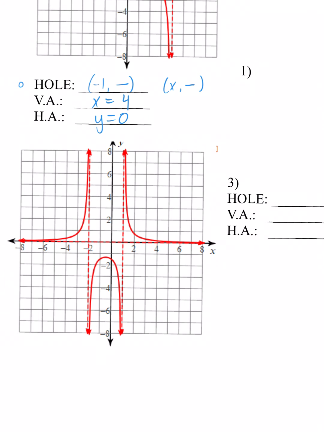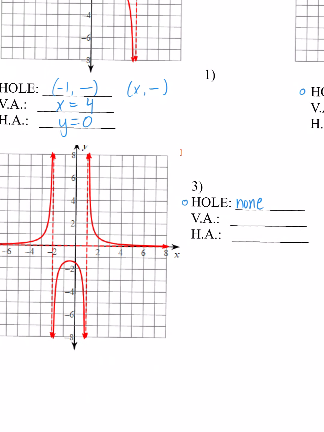I'm looking for my hole. There's no hole here, right? There's no little circle on our graph. So the hole is just none. We don't have a hole. Okay? Now in this case, we have 2 vertical asymptotes. Right? We have a dashed line here and a dashed line here, which means I have 2 x values, okay? One is on -2, and one is on 1. All right? And then the next one we are looking for is my horizontal asymptote. And once again, the horizontal asymptote lays on the 0, okay? So my horizontal is y equals 0.